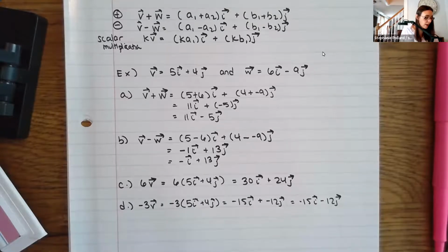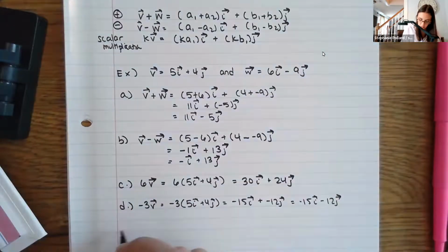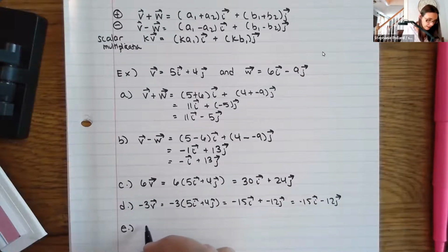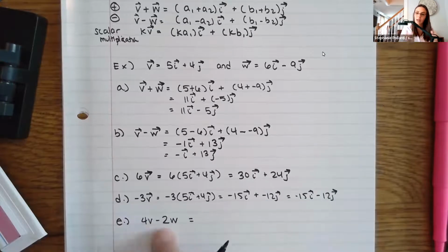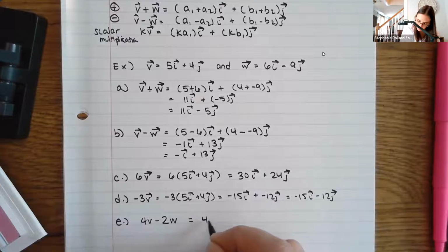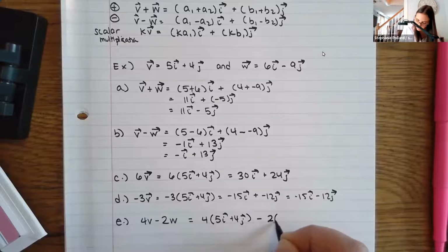Now you can also do something more complicated. So I'm gonna use the same vectors. Let's say you want to find something that is 4v minus 2w. So here you have some scalar multiplication and you have subtraction. So just follow the order of operations. You would do the multiplication first and then the subtraction. So it'd be 4 times 5i plus 4j minus 2 times, and my w is 6i minus 9j.